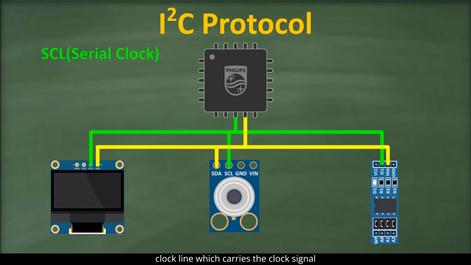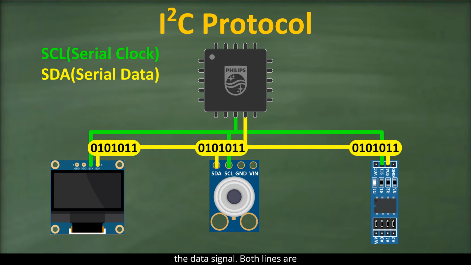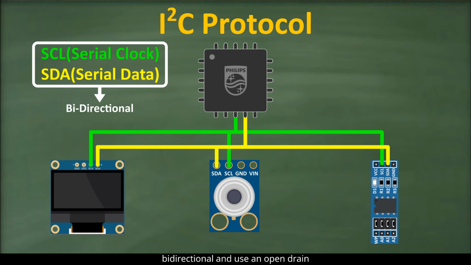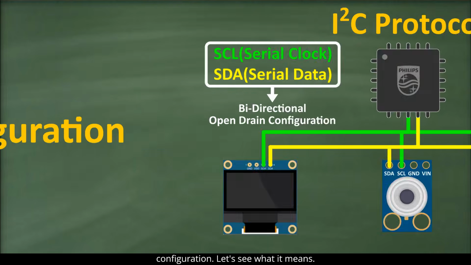SCL, the serial clock line, which carries the clock signal, and SDA, the serial data line, which carries the data signal. Both lines are bidirectional and use an open drain configuration. Let's see what it means.